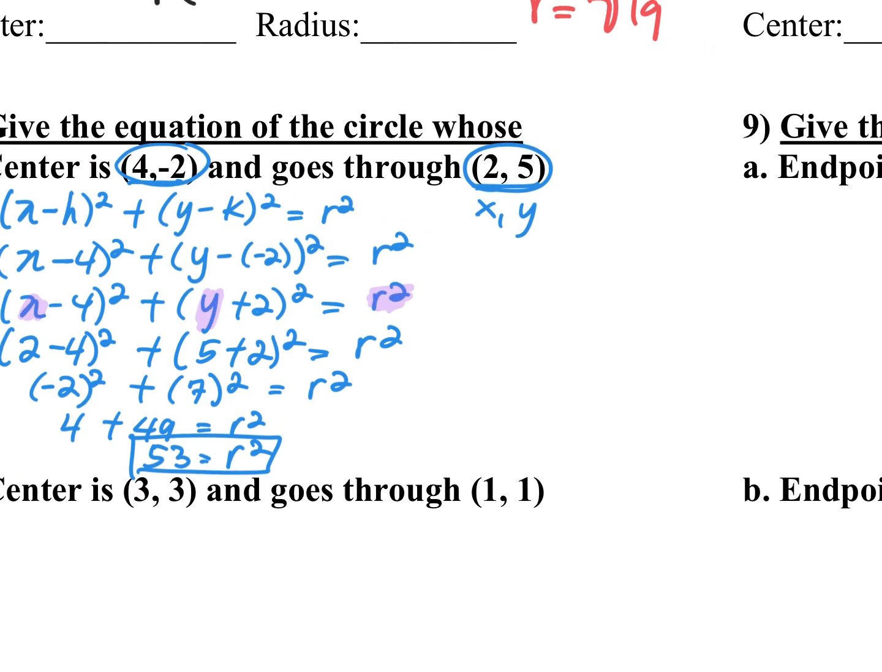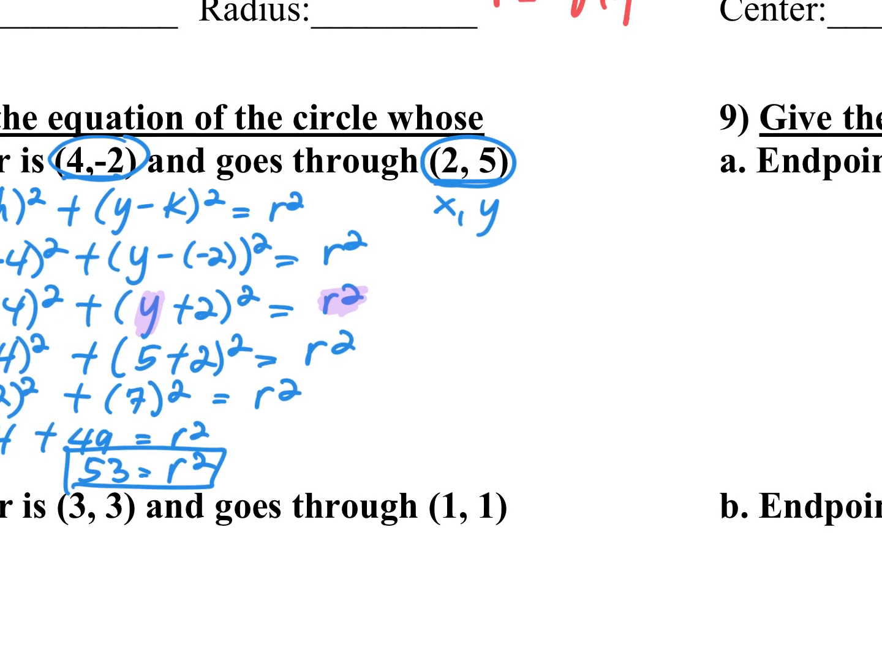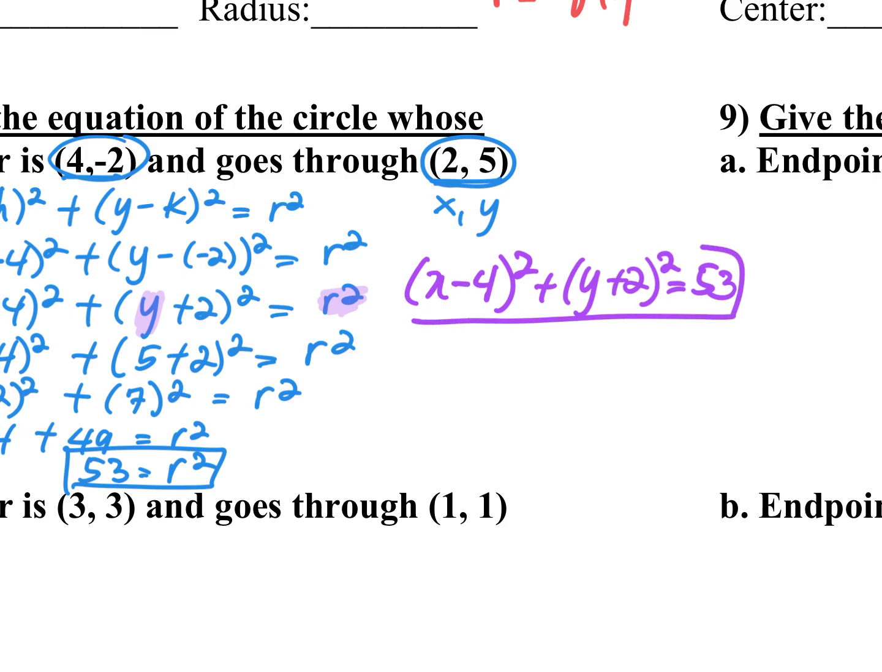So given that already, now we're going to write the equation, because that's what we have been asked. We need to write the equation of the circle. So the equation now is going to give you x minus 4 squared plus y plus 2 squared is equal to 53. Okay, so this is our equation in here.